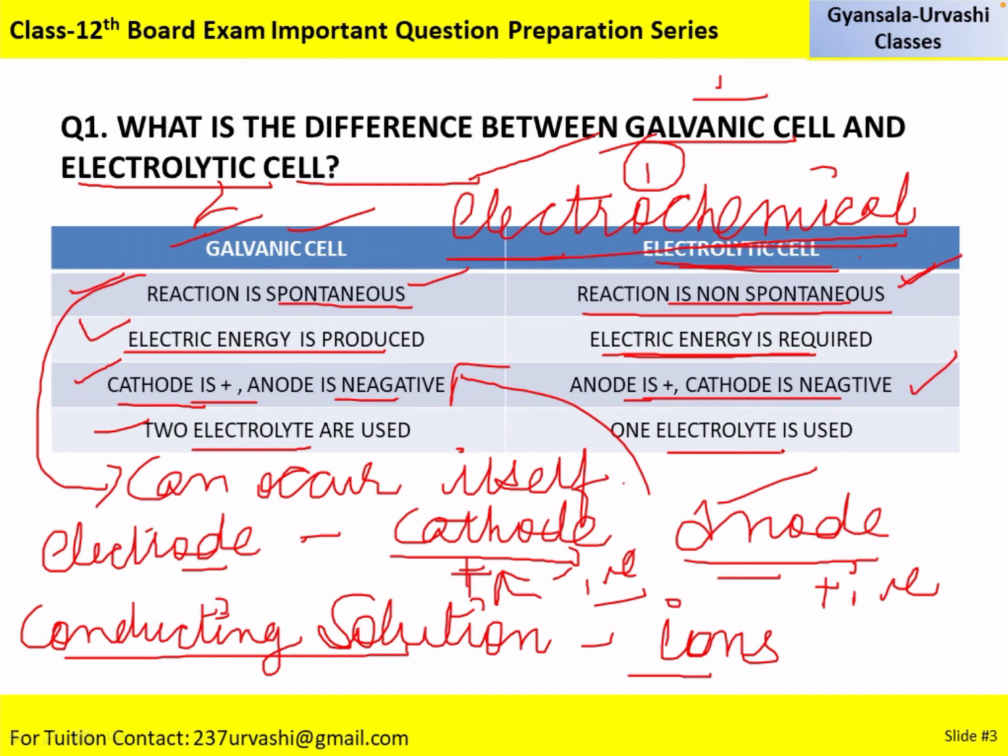So what will be your keywords when you start learning this answer? Learn only one side and the second will be opposite to that. Here the reaction is spontaneous, there the reaction is non-spontaneous. Electric energy is produced here, in the other case it will be used. Cathode is positive, anode is negative, the opposite will happen when you study the electrolytic cell. Here 2 electrodes are used, and in an electrolytic cell only 1 electrode is used.